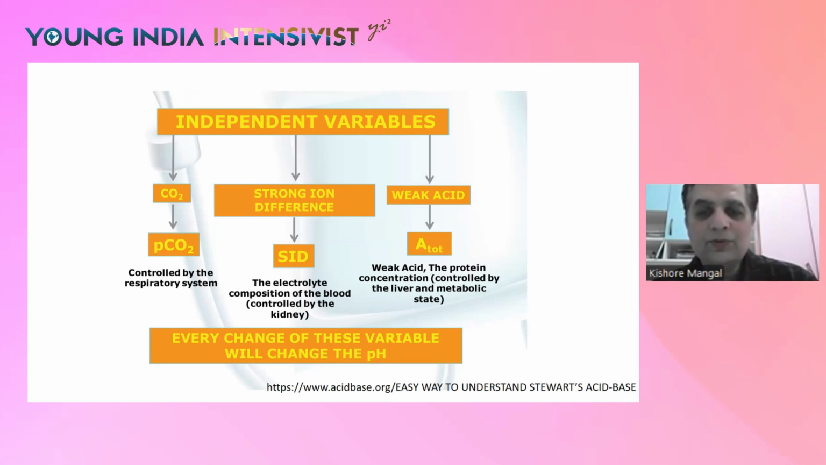So ATOT is weak acid, that is predominantly a protein concentration, and it is mainly controlled by the liver and the metabolic state. So the acid-base physiology incorporates respiratory, kidney, liver and the metabolic system. Okay, so this is far more comprehensive. And every change of these variables, PCO2, SID, and ATOT, will change the pH.